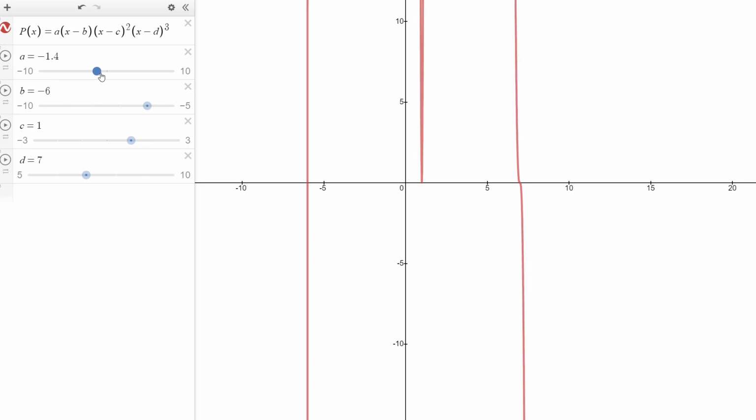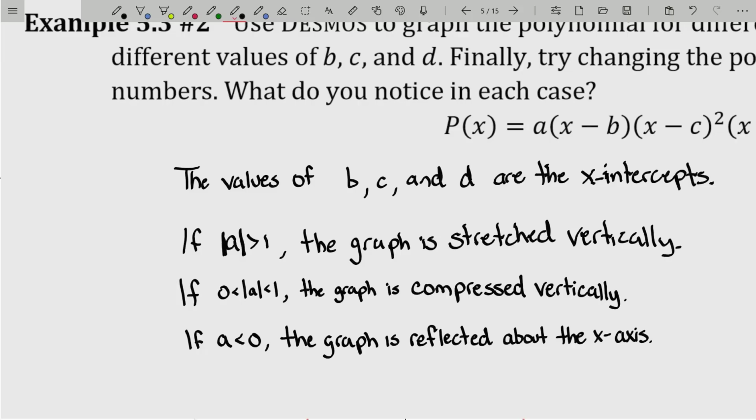We know that a, being the lead coefficient, ends up either stretching or compressing the graph. And if it's negative, it is going to rotate or reflect the graph about the x-axis. All right, what else were we asked to do? And this is me just writing down exactly what I just said, by the way. If the absolute value of a is greater than 1, then you're stretching that graph vertically. If the absolute value of a is between 0 and 1, you're compressing it vertically. And if a is negative, the graph is reflected about the x-axis.